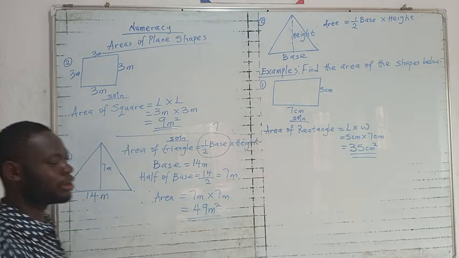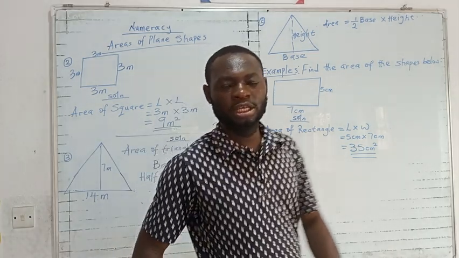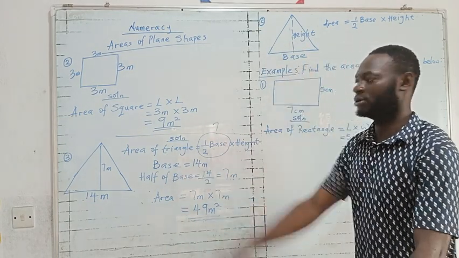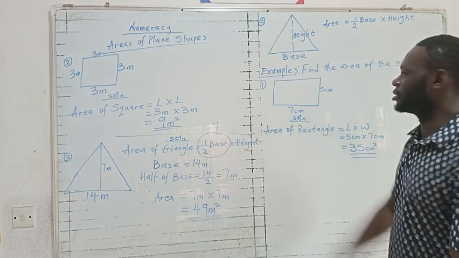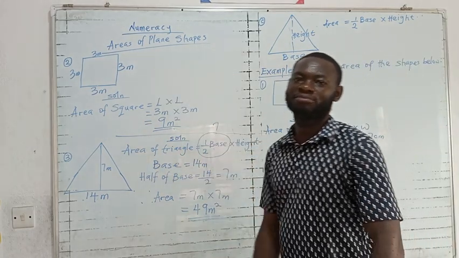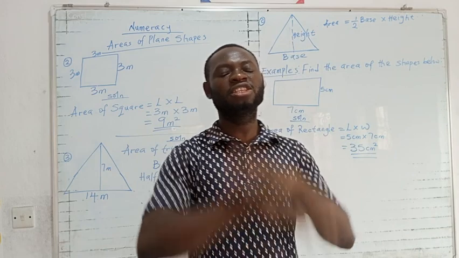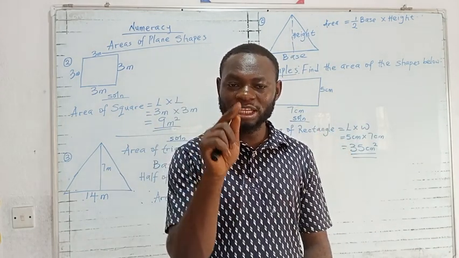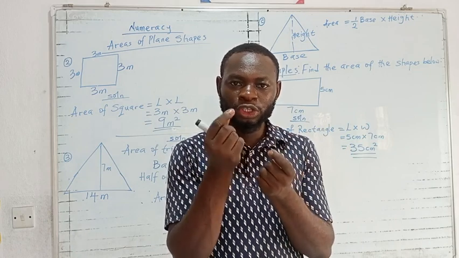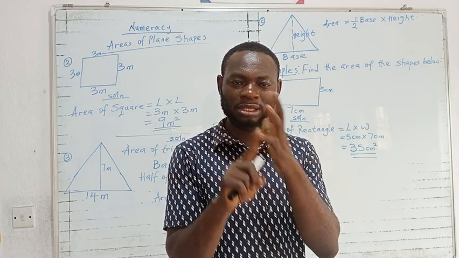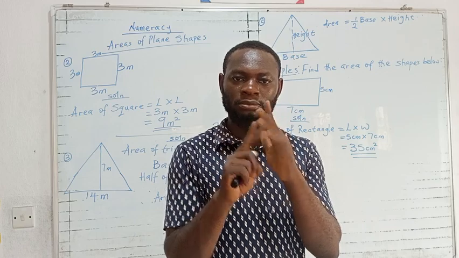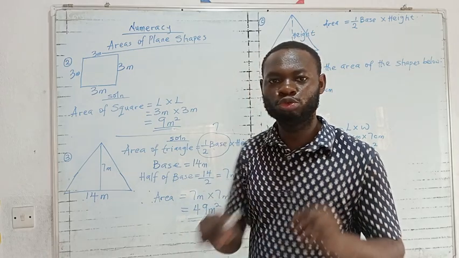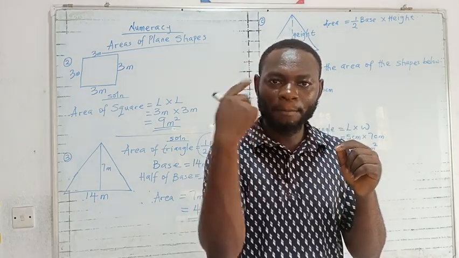So this is how to simply calculate the area of triangle, area of rectangle, area of square. It's as simple as that. Every other thing we do is solving the same thing. Okay? So I'll be sending you simple shapes that have to do with rectangle, square, and triangle. You will use this same approach to write out the formula and multiply.